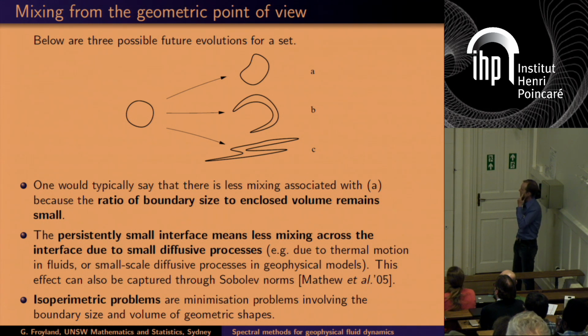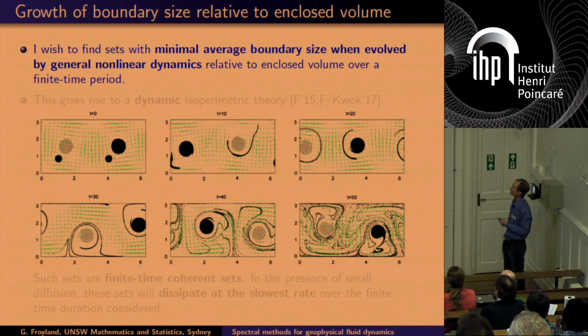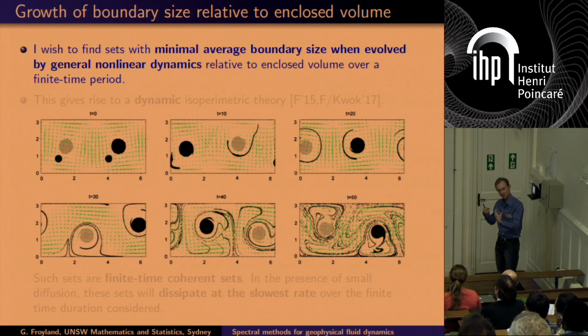Now, in differential geometry, there's a branch called isoperimetric theory that is concerned with sets of minimal boundary size relative to volume. And what I want to just sketch here is how you can adapt this to a dynamic setting. So what I'm interested in is sets that have persistently minimal boundary size. So as you have a set and it's evolved nonlinearly under some nonlinear dynamics, the boundary remains persistently small.